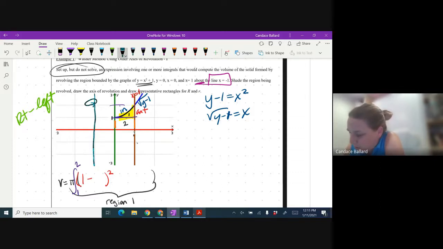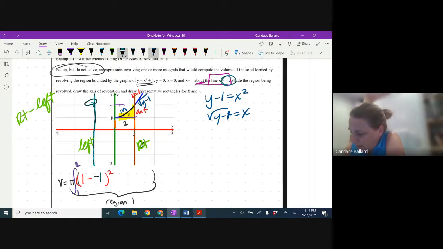So again, this would be right. I used the wrong color. I should use this. Right minus the left. So I'm going to subtract the axis of revolution, which is -1. We aren't done with region 1 yet though, right? Because we haven't done the blue function yet.